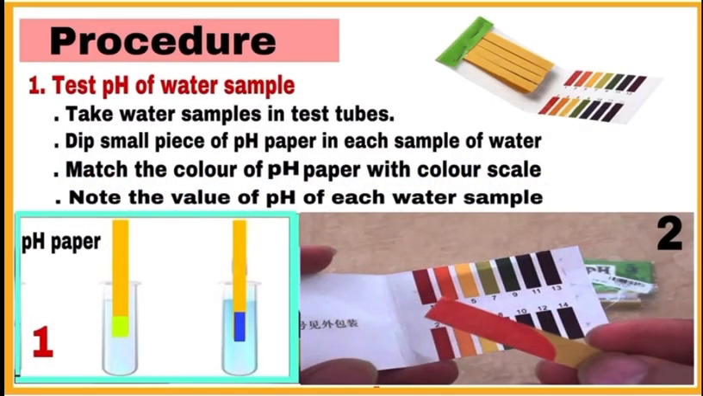Procedure. First write the procedure to test pH of water sample. Here take water samples in test tubes as shown in figure number 1. Then dip a small piece of pH paper in each sample of water. You will see a change in color of the pH paper. Match this color of pH paper with the color scale given in the color booklet as shown in figure number 2, and then note the value of pH of each water sample.